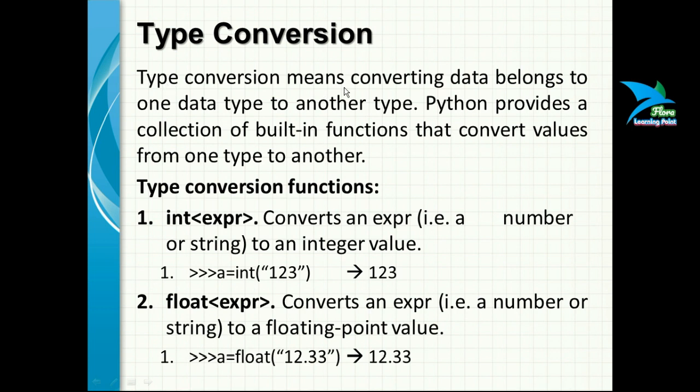Next we'll discuss type conversion. Type conversion means converting data belonging to one data type to another type. Python provides a collection of built-in functions that convert a value from one data type to another data type. So we have these functions. First we have the int function, as we discussed earlier in previous sessions, that int function is used to convert a numeric string into its integer representation. And we have another function, the float function. This function is used to convert a numeric string, like this numeric float string, to its float value.